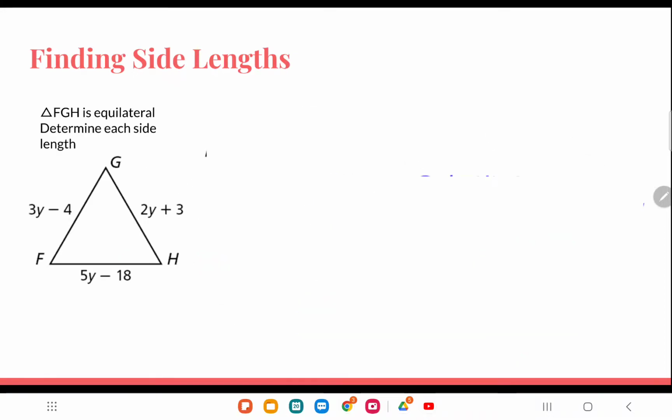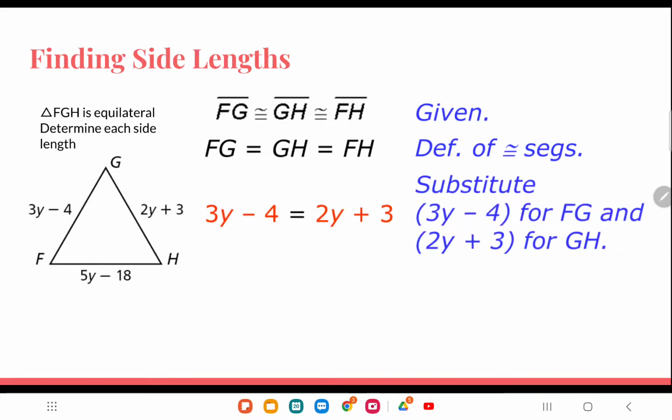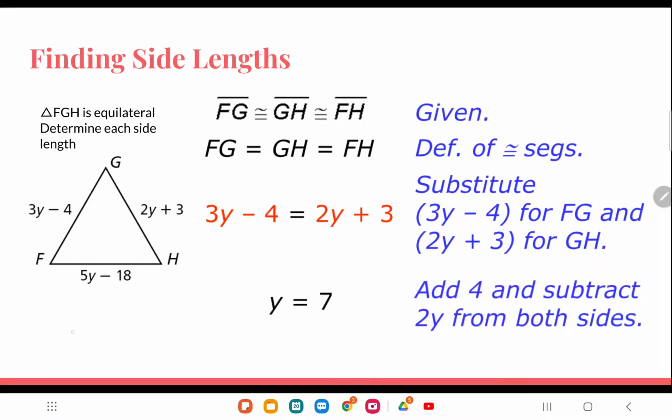Looking at another problem here, FGH is equilateral. So we'll determine each side length. Now again, all three sides are labeled using the variable y. We can select any two of them. So we're going to start with FG and GH. Wouldn't have mattered if we had done FG and FH, for example. But this just looks convenient because we have 3y minus 4 equals 2y plus 3. So this should be over in about one step, giving us y equals 7.